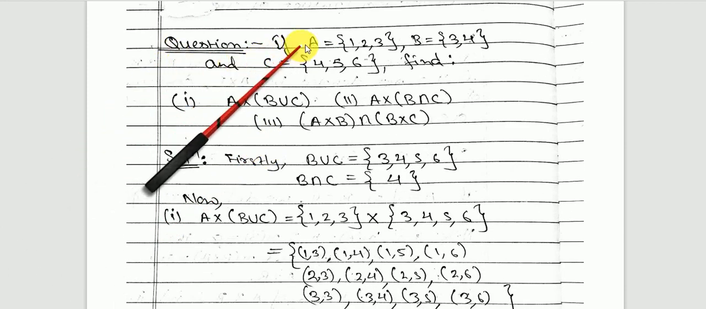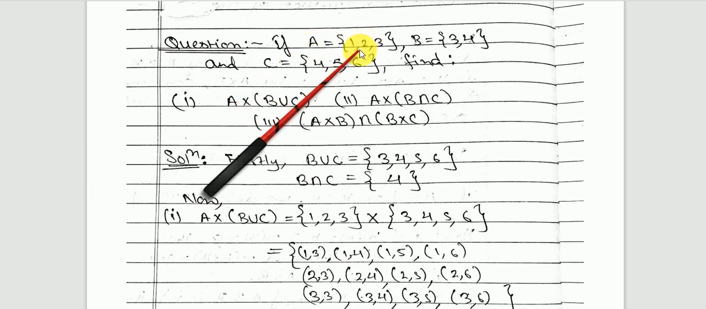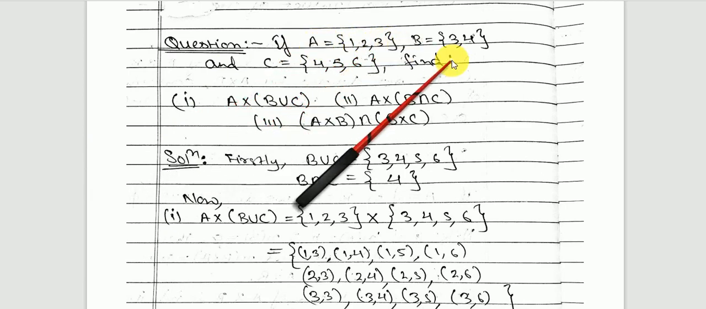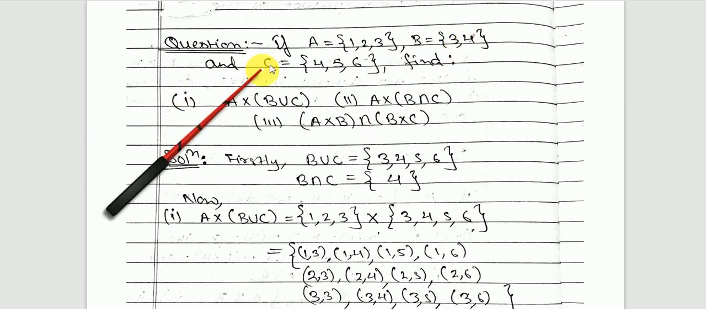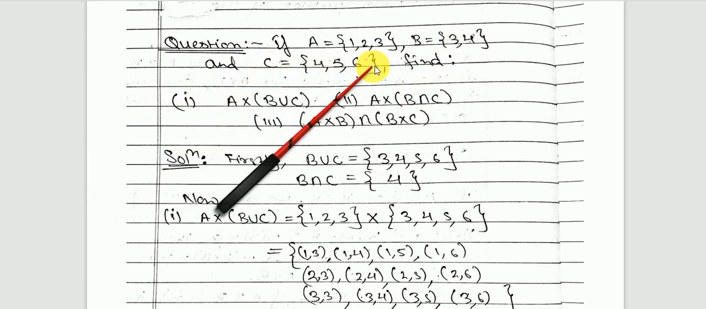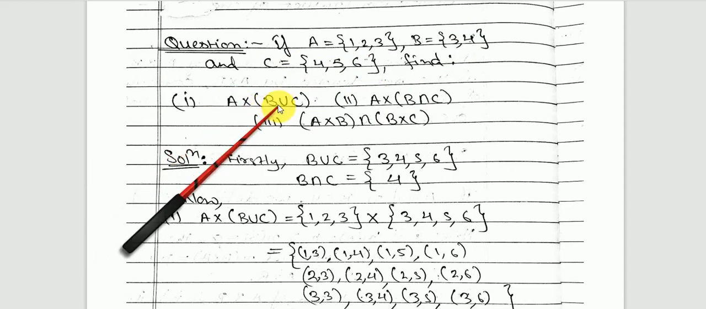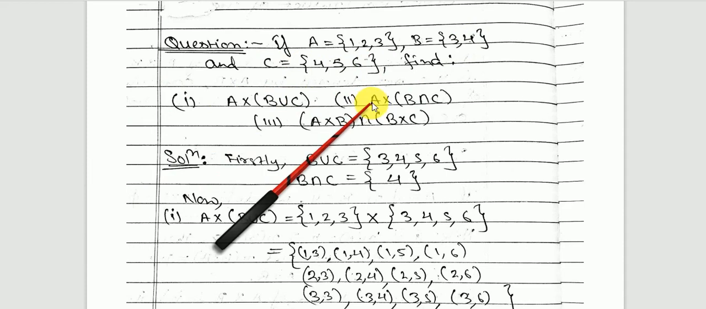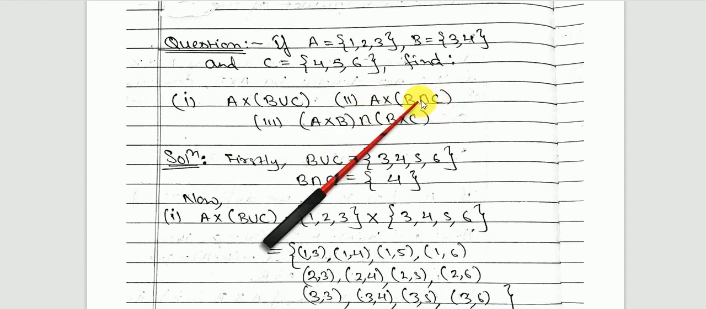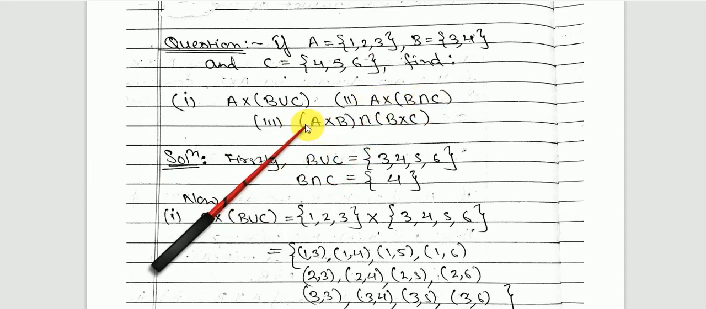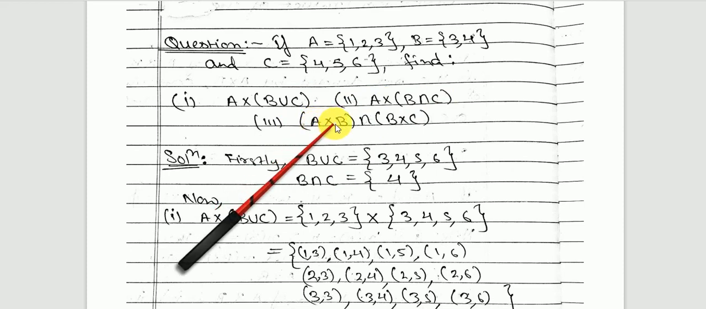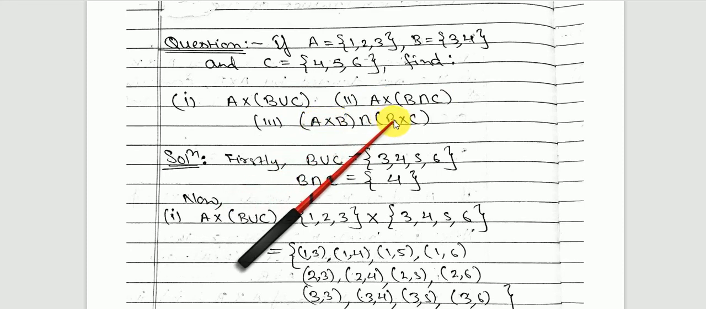Okay, next question is, if I have a set A which has elements 1, 2, 3, and B is a set containing the elements 3, 4, and C is this, 4, 5, 6, then we have to find the Cartesian product of A and B union C, and the Cartesian product of A and B intersection C, and next we have to find the intersection of the Cartesian product AB and the Cartesian product of BC.